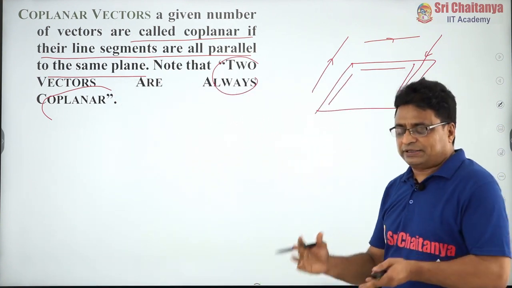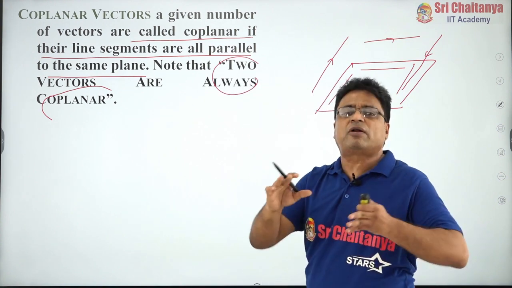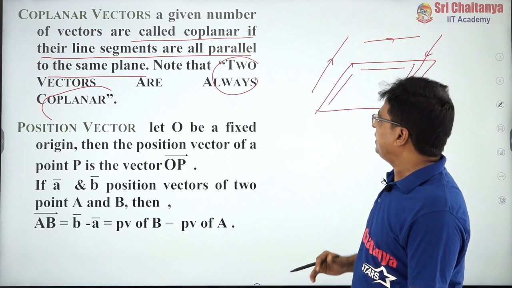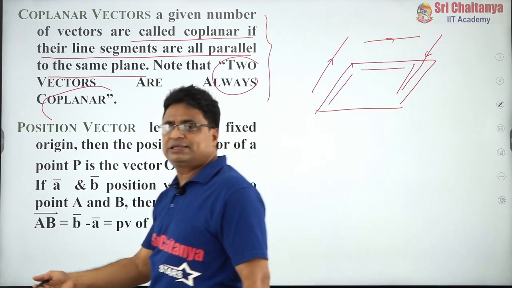Only if two vectors are given, whether they lie on the same line segment, directed line segment or not, that is the only important area one should verify. So, this is about coplanar vectors, and we will practice more about coplanar vectors in the next classes.